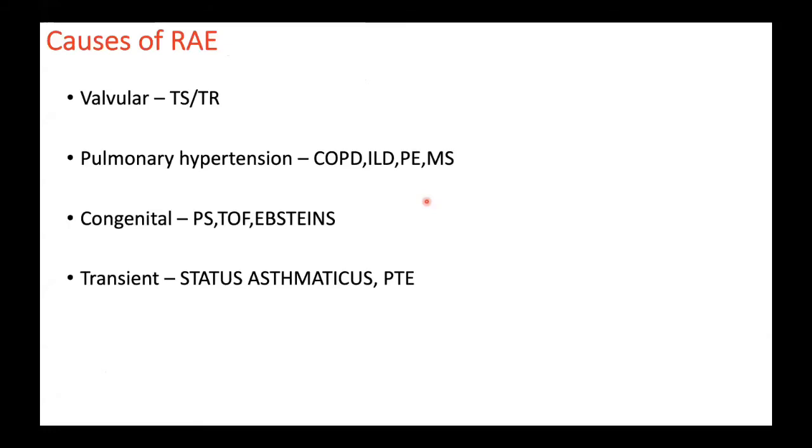Now, what are the various causes of right atrial enlargement? We can have valvular heart disease like tricuspid stenosis and tricuspid regurgitation. All the pulmonary hypertension, when they develop RV failure, like patients with ILD, COPD, mitral stenosis, they will have right atrial enlargement. It's not like all the patients will have it, but if they develop significant RVH and RV failure, then they will develop right atrial enlargement. Congenital heart diseases like pulmonary stenosis, tetralogy of Fallot, and Ebstein's anomaly can cause right atrial enlargement, and it can be transient in patients with pulmonary embolism or status asthmaticus. So these are the various causes of right atrial enlargement which you should know.